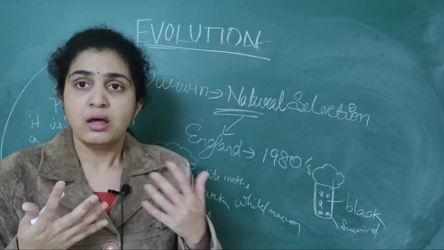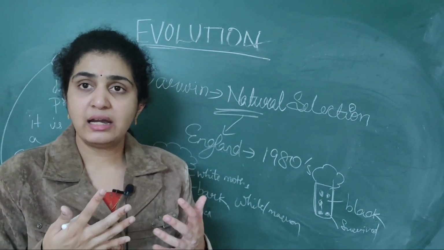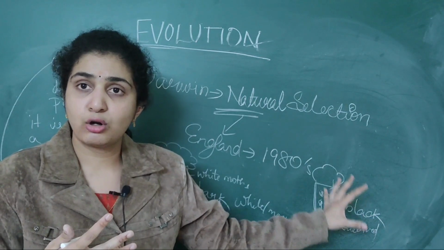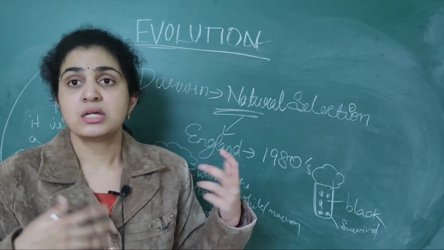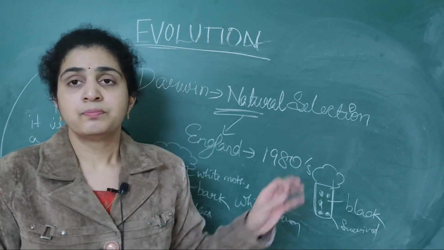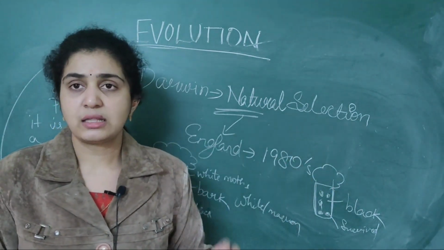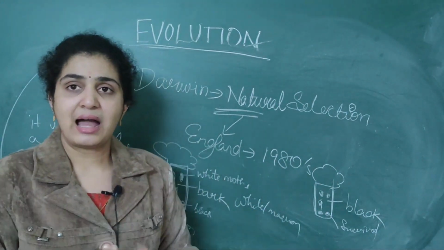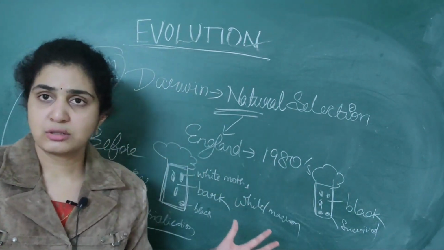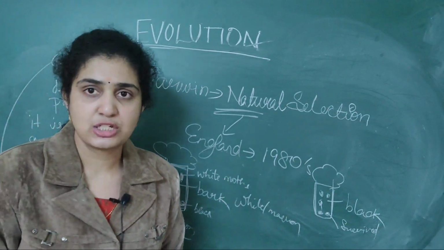The predators could not identify that black moths were there on the tree, so they were able to identify only white moths. So they killed the white moths. Moths are nothing but insects. They killed the white moths and the black moths survived. This process explains natural selection.